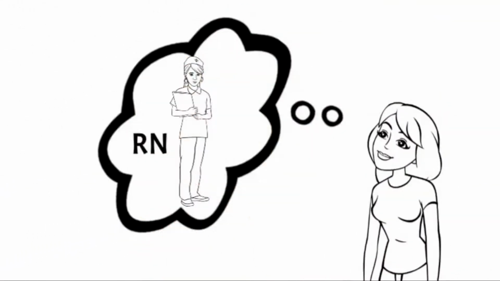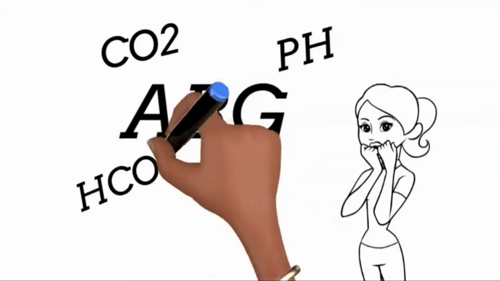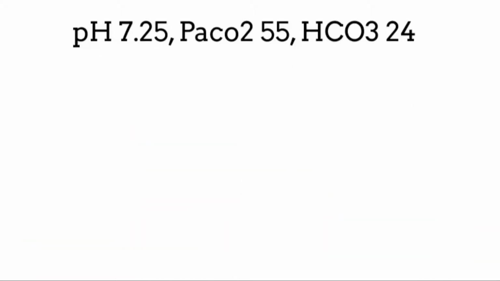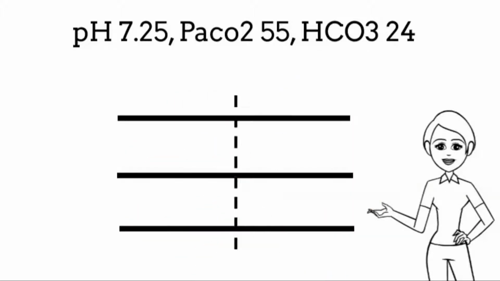Do you have dreams of becoming a registered nurse? But the thought of ABG interpretation has got you a little nervous. Try this method. Draw 3 horizontal lines and 1 vertical line.